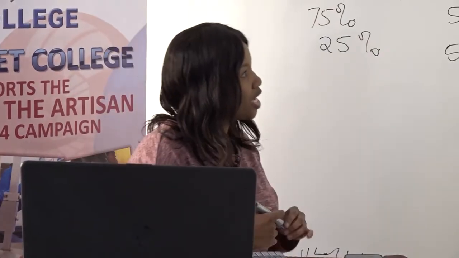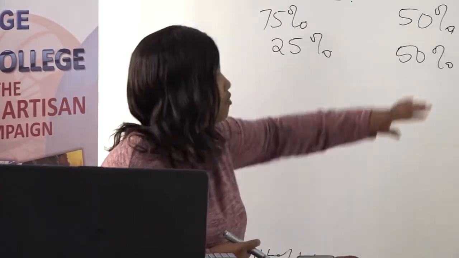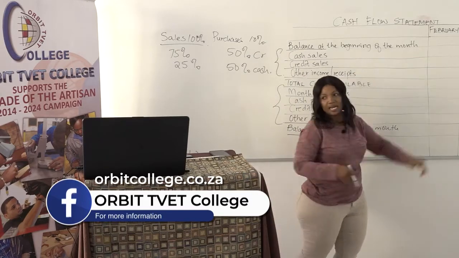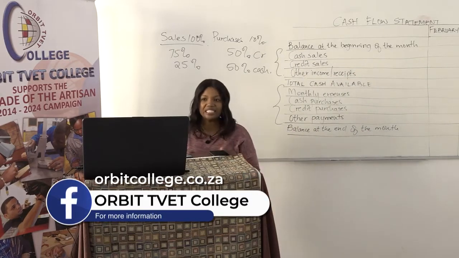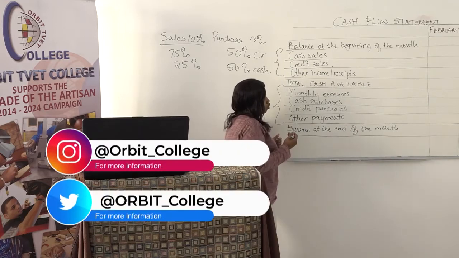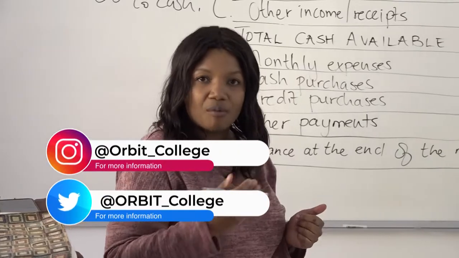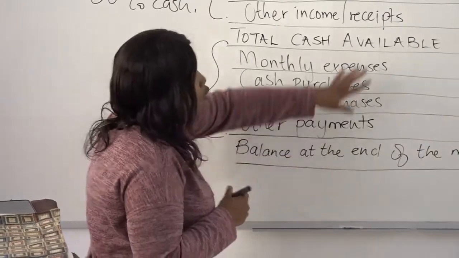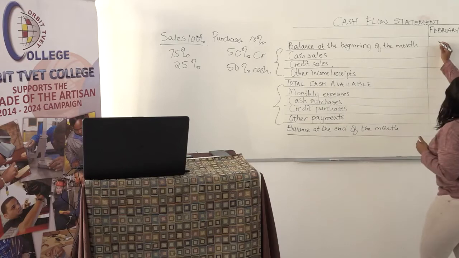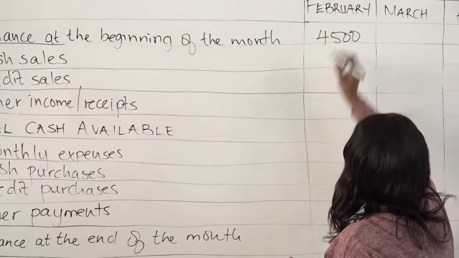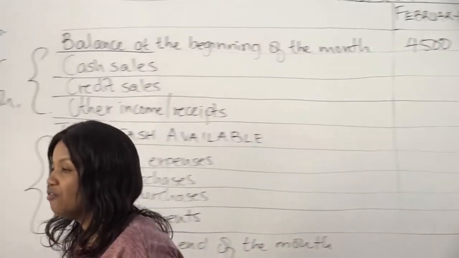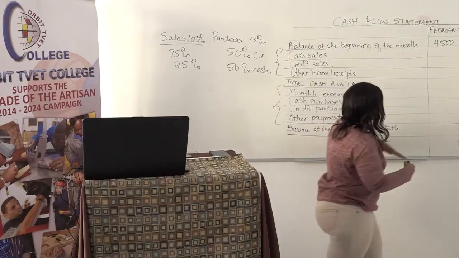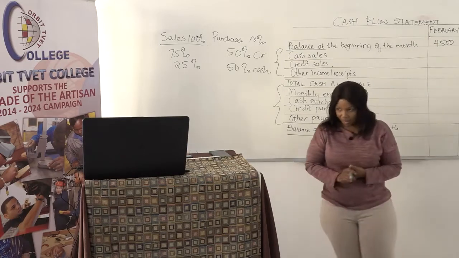Now we are going to start our cash flow statement calculations. The first part, remember I said, is the balance at the beginning of the month. Now, when we check the information provided, it said that at the end of January, they had a favorable bank balance of 4,500 rands. So we are going to record it under February as 4,500 rands. Now, it is favorable. We are not going to put it in brackets, but if it was unfavorable, we are going to put it in brackets.